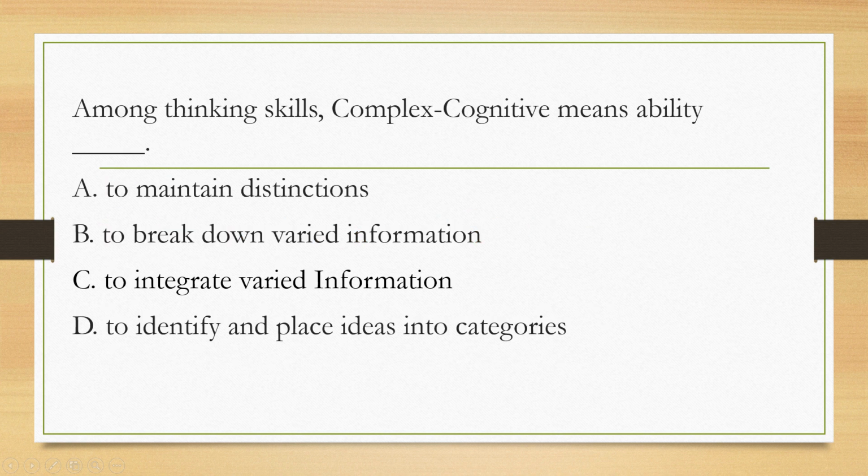Among thinking skills, complex cognitive means ability blank. A. To maintain distinctions. B. To break down varied information. C. To integrate varied information. D. To identify and place ideas into categories. Letter C, to integrate varied information, is the correct answer.